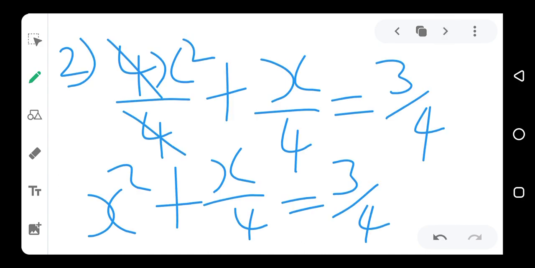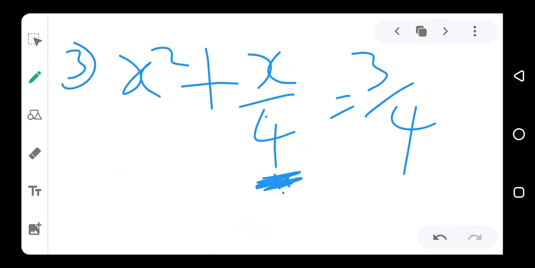So we have made it here and we got x over 4. X over 4 means that the value of b is 1 over 4. Why? Because 1 over 4 times x will give us x over 4. It means that this is 1 over 4 times x. That is what will give us x over 4. So the value of b is 1 over 4.